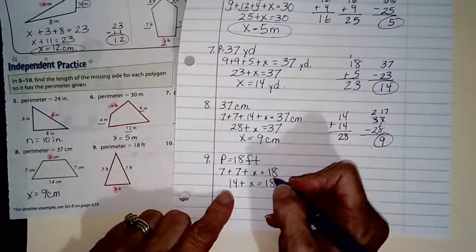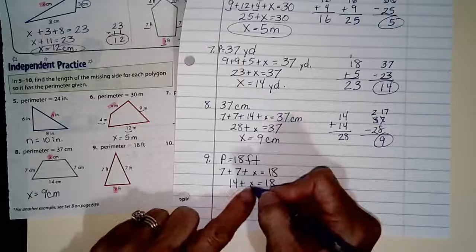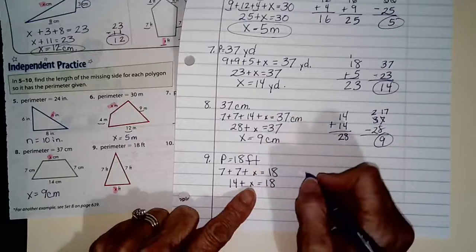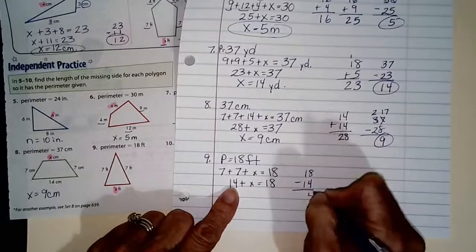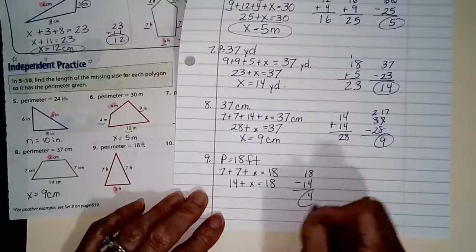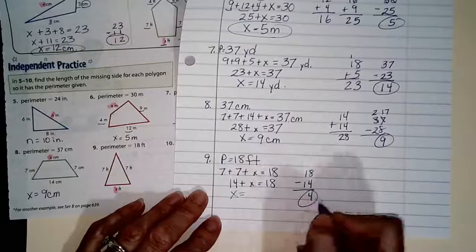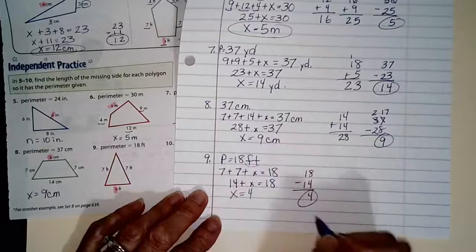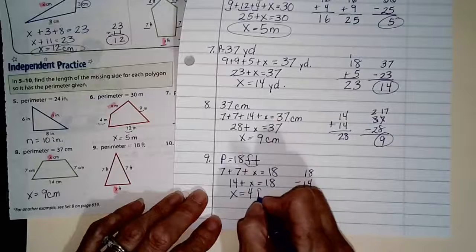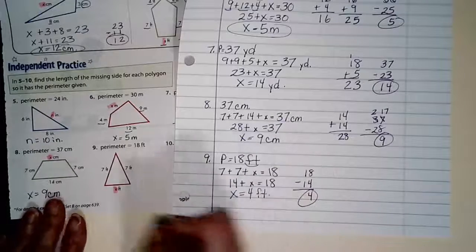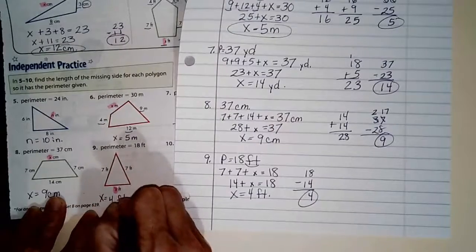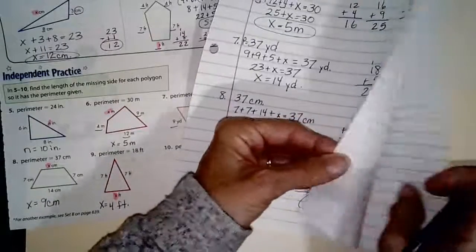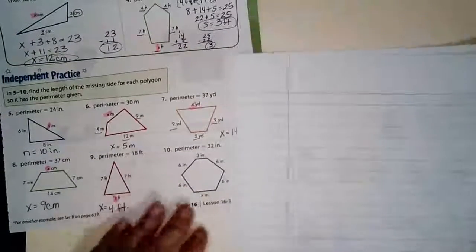And again, we use that inverse operation of addition to be able to solve for x. So we take 18 and we subtract 14. 8 minus 4 is 4. 1 minus 1 is 0. So my answer is x equals 4. What is my unit of measure? Feet. So I come over here and I write my answer, x equals 4 feet. I'm going to turn my paper over and we're going to work number 10.